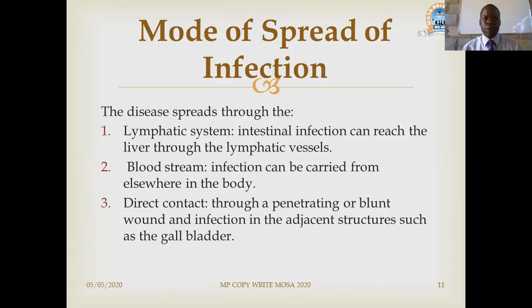The third mode of spread of infection is direct contact. Under direct contact, through a penetrating blood wound and infection in the adjacent structures such as the gallbladder. So we are talking of infection which is closer or adjacent to the liver. Infection can easily spread or move to the liver and infect, destroy, damage the Kupffer cells of the liver, make some cavities where pus will start to accumulate.